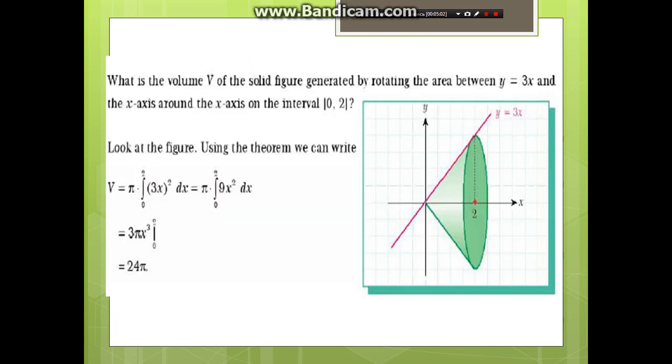For example, what is the volume of the solid figure generated by rotating the area between y is 3x and the x-axis around the x-axis on the interval from A to B? Look at the figure. Using the theorem, we can write volume is 24 pi.